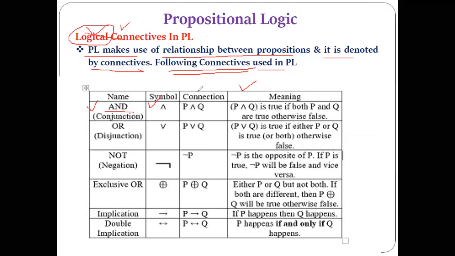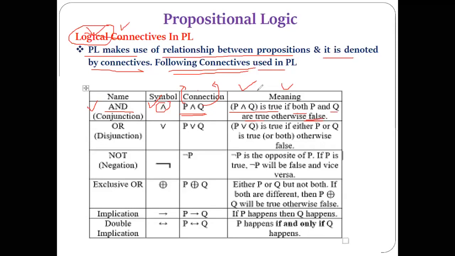Yes, sir. Now if you want to denote the relationship using this connective, then that relationship can be shown like this, P and Q. Here P is what? One propositional symbol. Yes. And Q is what? Another propositional symbol. Correct? Yes, sir. What exactly does it mean? Here I have shown the meaning also. Now here P and Q is true if both P and Q are true, otherwise it is false.